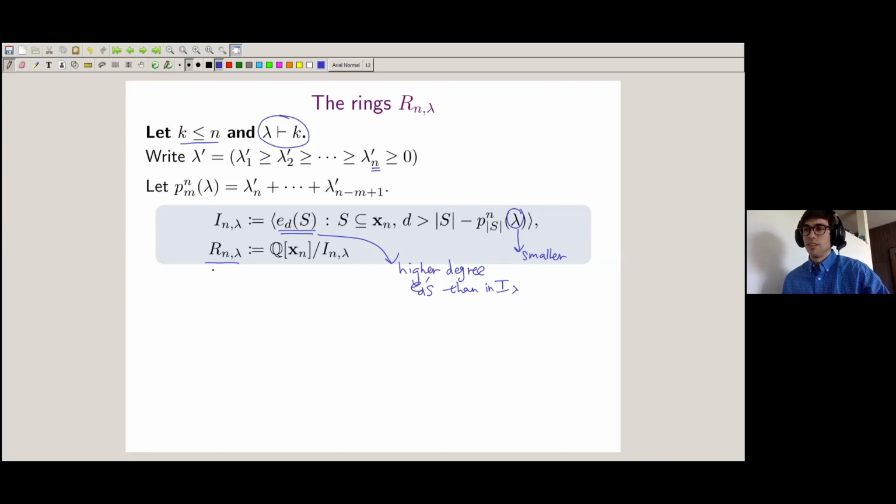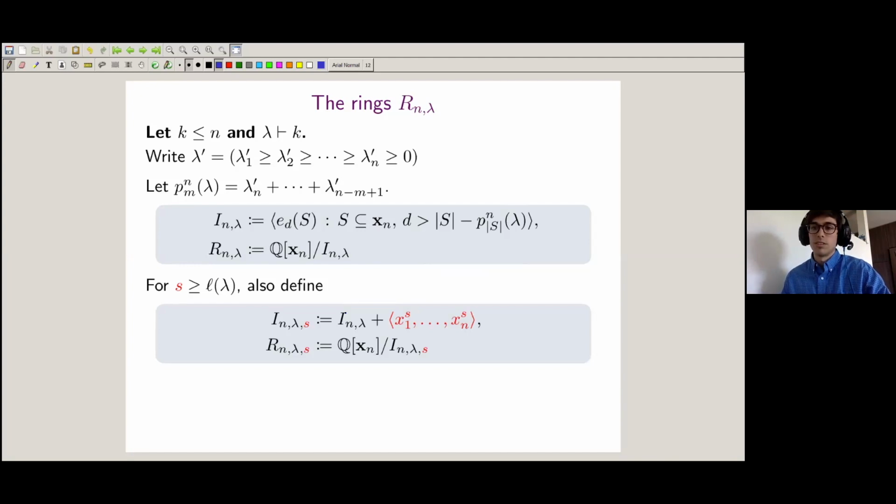Now, it turns out that this quotient ring is actually an infinite dimensional Q vector space. So in order to make it finite dimensional and to use finite dimensional techniques for finite dimensional rings, we're going to introduce another ring where you take an integer s, at least as large as the length, and you mod out by all of the variables to the s power. So this will force the quotient ring to be a finite dimensional Q vector space, and we can argue about its dimension. Okay, and R_{n,lambda,s} is the corresponding quotient ring.